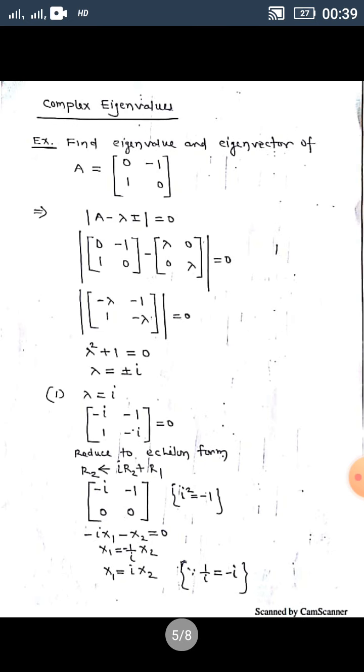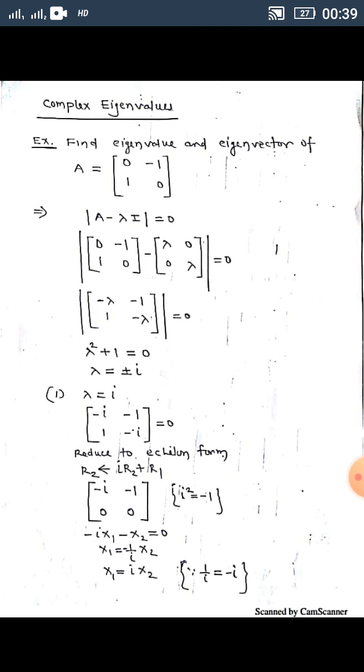Next, complex eigenvalues. Example: find eigenvalue and eigenvector of A = [0, -1; 1, 0]. Now we write the characteristic equation: determinant of A minus lambda I is equal to 0. It is a 2 by 2 matrix, so a 2 by 2 identity matrix. Now subtract from the diagonal elements: 0 minus lambda is minus lambda, minus 1 as it is, 1 as it is, 0 minus lambda is minus lambda, equal to 0.